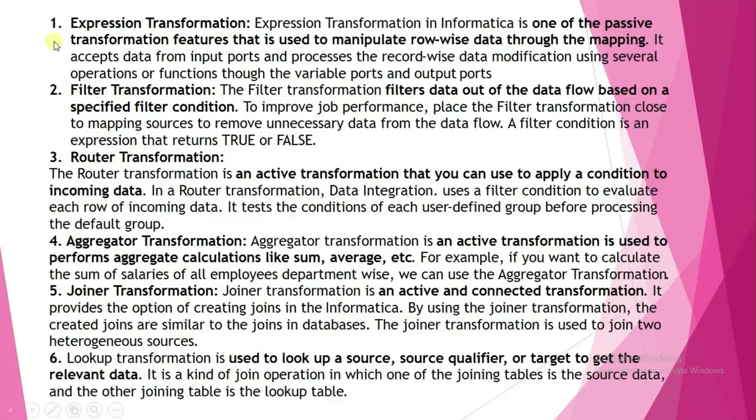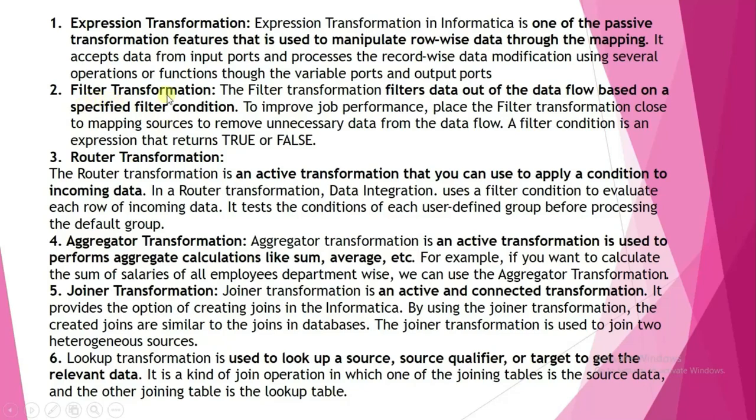First one, the expression transformation. The expression transformation in Informatica is a passive transformation that is used to manipulate row wise data through the mapping. So it mainly processes row wise data. It accepts the data from input ports and processes record wise data modification using several operations or functions, through variable ports and output ports. So this is called expression transformation. Basically it operates row wise.